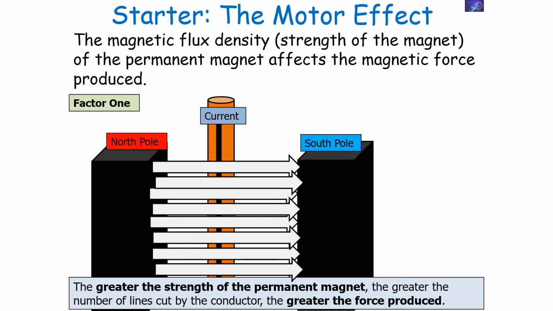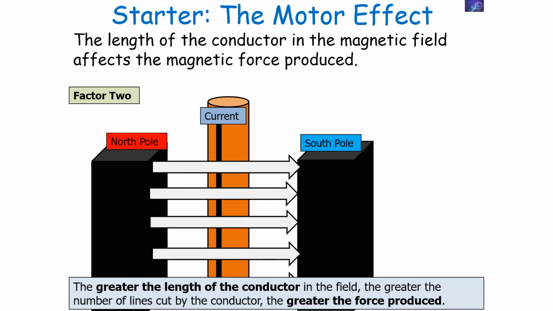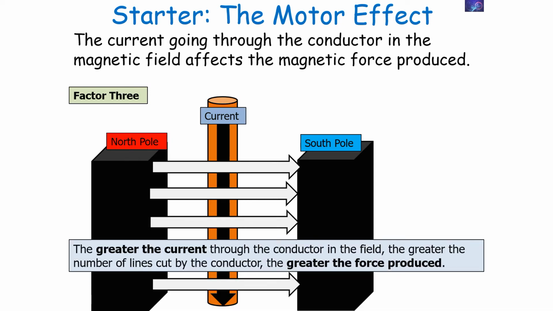We can also state this as the strength of the permanent magnet. The second factor is the length of the conductor in the field. The greater the length of the conductor in the field, the greater the number of lines cut by the conductor, because there's more of it in the field, so the greater the force produced. And finally, the third factor is the current going through the electromagnet. The greater the current through the conductor in the field, the greater the number of lines cut by the conductor, the greater the force produced.